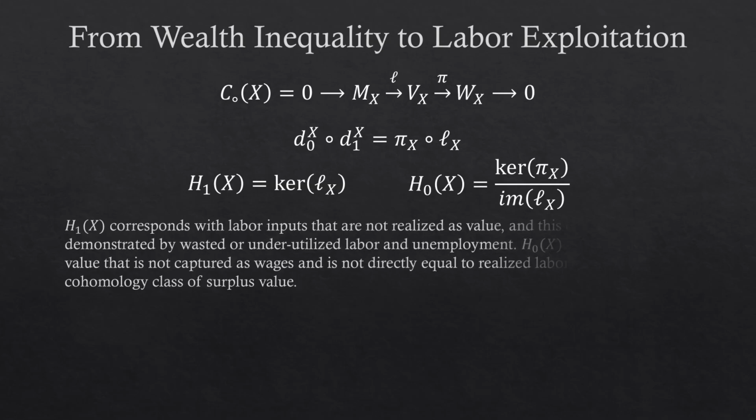H sub 1 of X corresponds with labor inputs that are not realized as value, and this can be demonstrated by wasted or underutilized labor and unemployment. H naught of X corresponds with value that is not captured as wages and is not directly equal to realized labor. This is a cohomology class of surplus value.